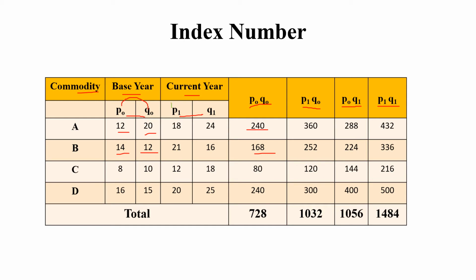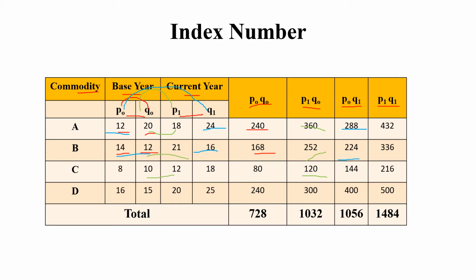Next one is P1, Q0. So 20 into 18, 360. 12 into 21 is 225. 10 into 12 is 120, and so on. Next we have P0, Q1. So this is P0 and this is Q1 over here. So 12 into 24 will be 288. 14 into 16 will be 244, and so on.